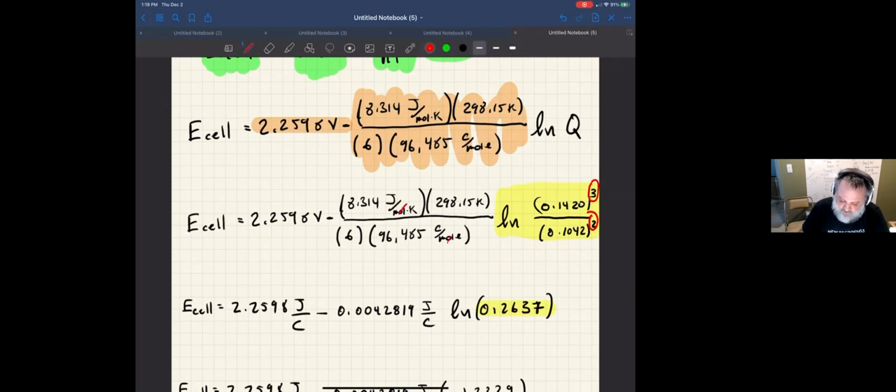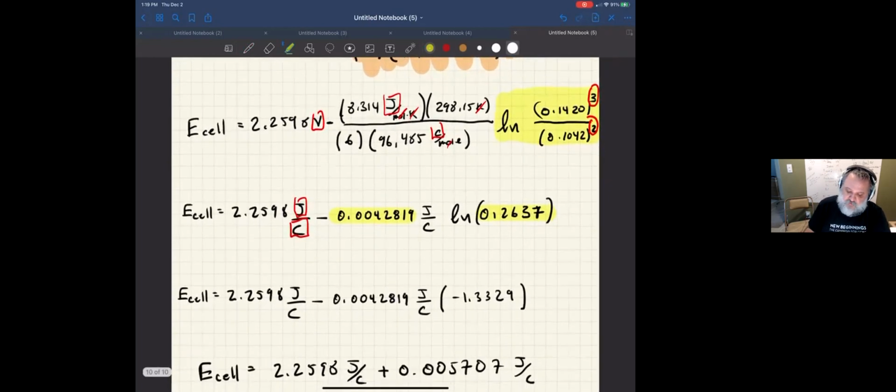For all of this mess in the middle, we can do some cancellations. Mole cancels with mole, Kelvin cancels with Kelvin, and what we're left with is joules over coulombs. And that's important because a volt is a joule over coulomb. Don't forget that. So we can do the subtraction, and the value that we get there is 0.0042819 joules per coulomb.